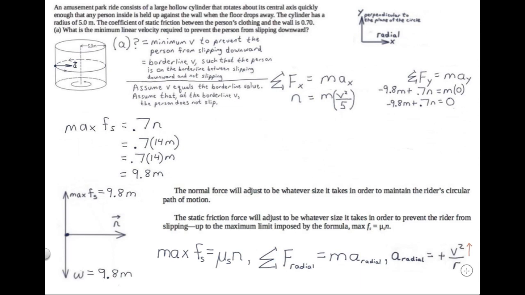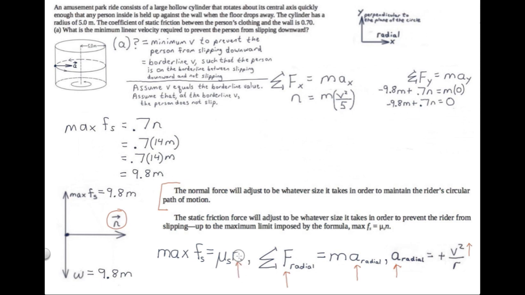The ride is operated at high speed. At high speed, a large radial acceleration is required in order to maintain the rider's circular path of motion. To provide this large radial acceleration, the normal force will adjust to provide a large radial force.